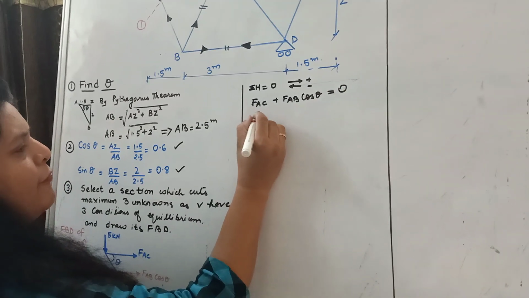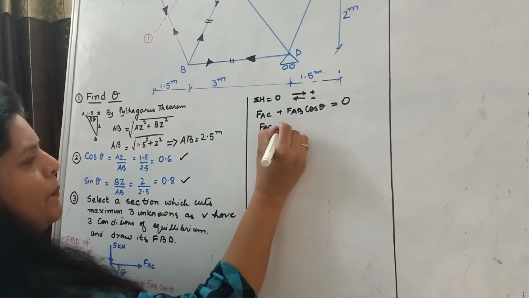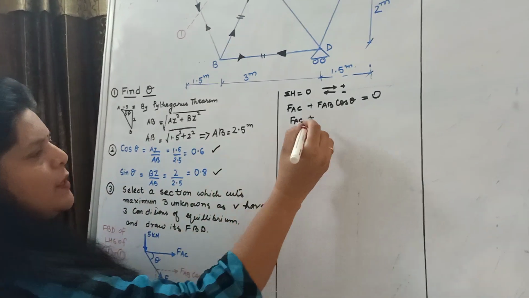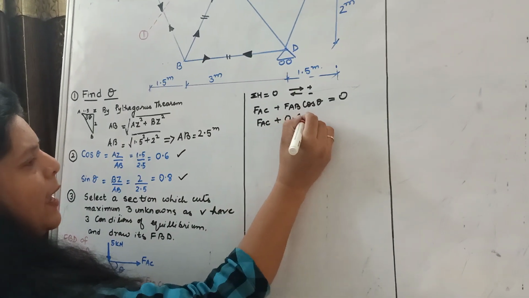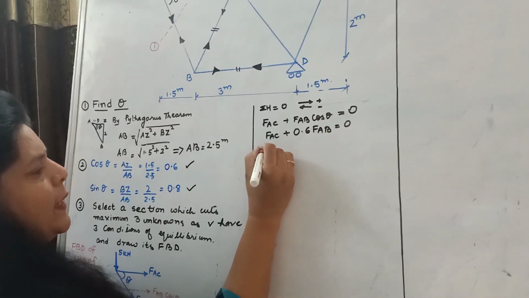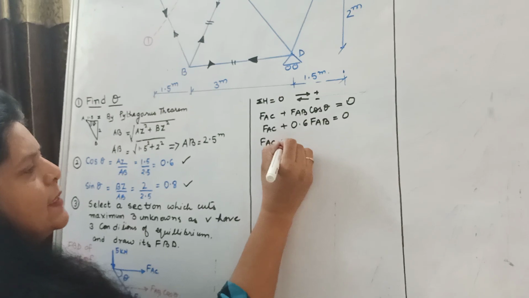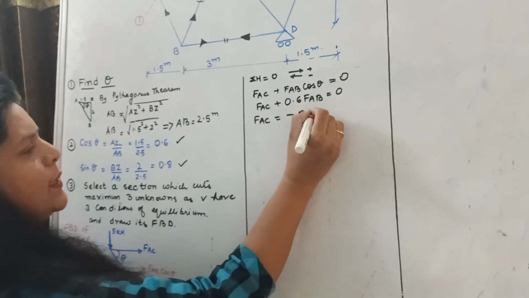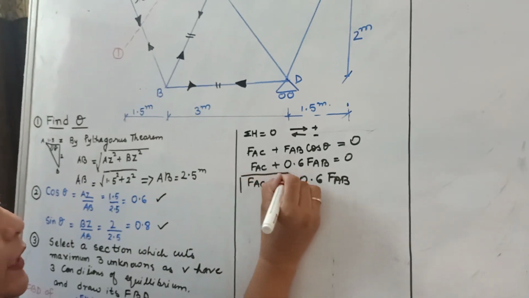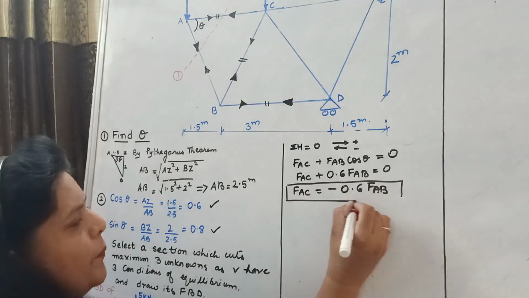So we get FAC plus, what is cos theta? We have already found out, 0.6. So 0.6 FAB is equal to 0, or we can say FAC is equal to minus 0.6 FAB. This is our equation number 1.